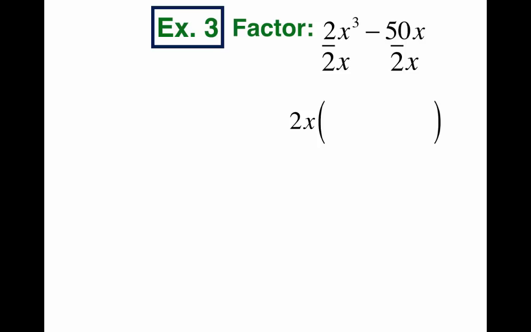And then what's going to be left inside? Well, let's see. X cubed, take away an x, makes it x squared. 50 divided by 2 is 25. And then the x, take away the x, is gone. So x squared minus 25. That's what we're left with.